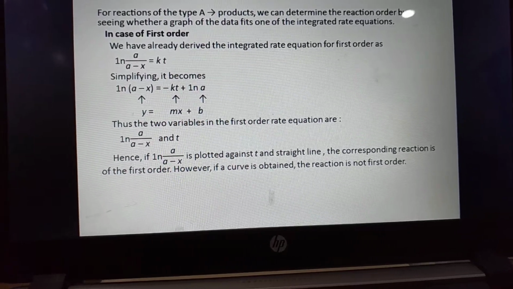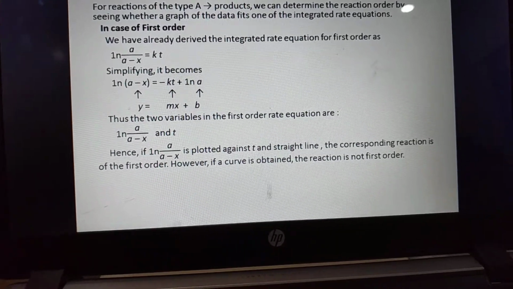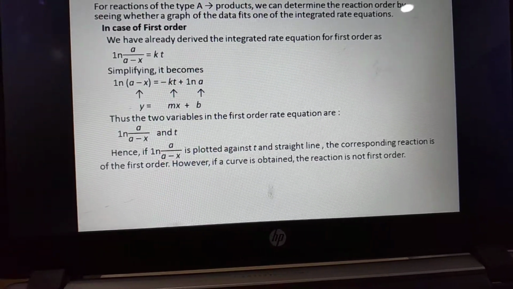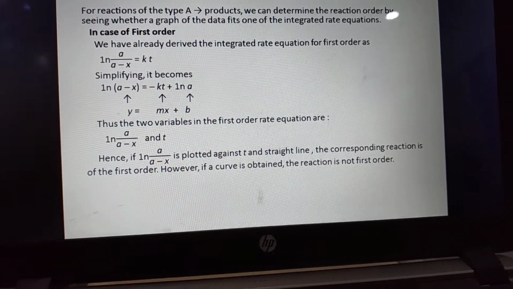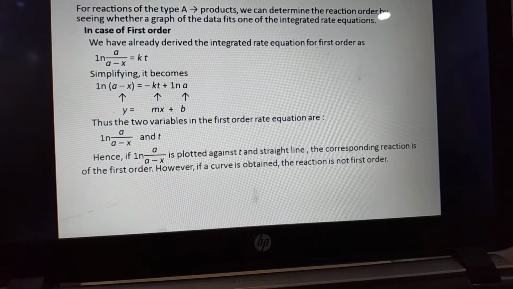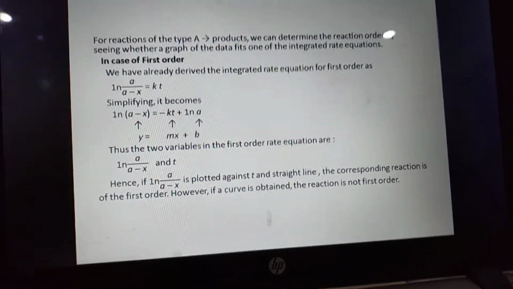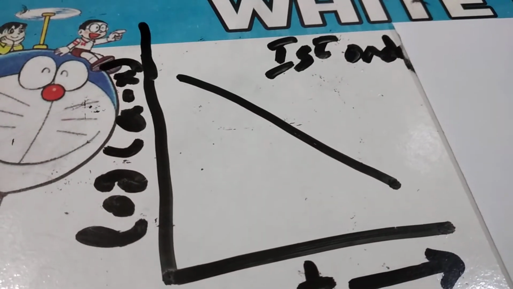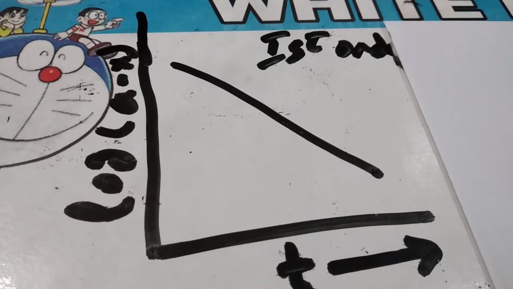Thus the two variables in the first order rate equation are log a over (a minus x) and t. Hence if log a over (a minus x) is plotted against t, a straight line is obtained and the corresponding reaction is first order. However, if a curve is obtained, it is not a first order reaction. This is the graph for the first order reaction, where the concentration decreases with time and the slope, the rate constant, is negative.